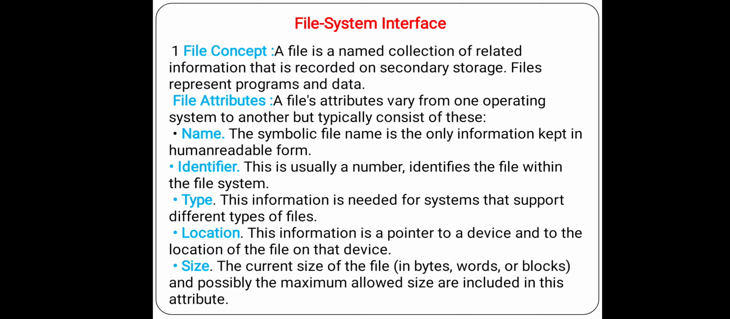Next, identifier. See, this is usually a number, which identifies the file within the file system. It is an integer number, or usually a number, because we have so many files, so we need to give some number related to that file.